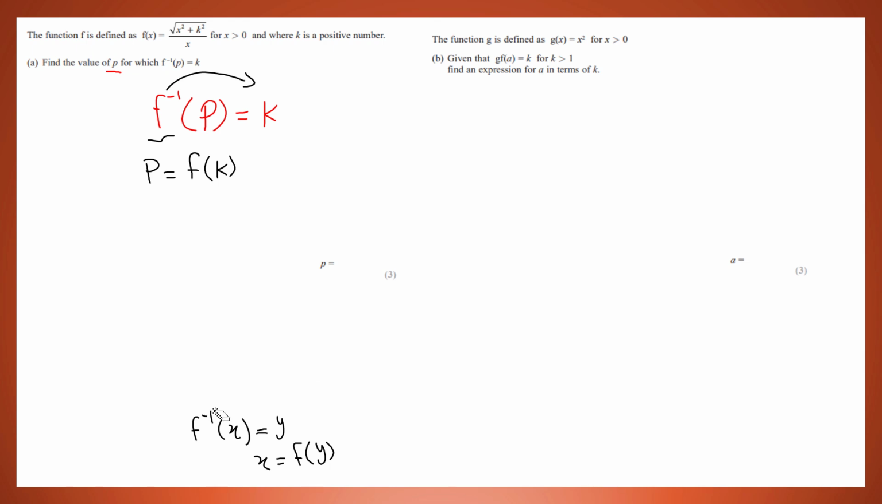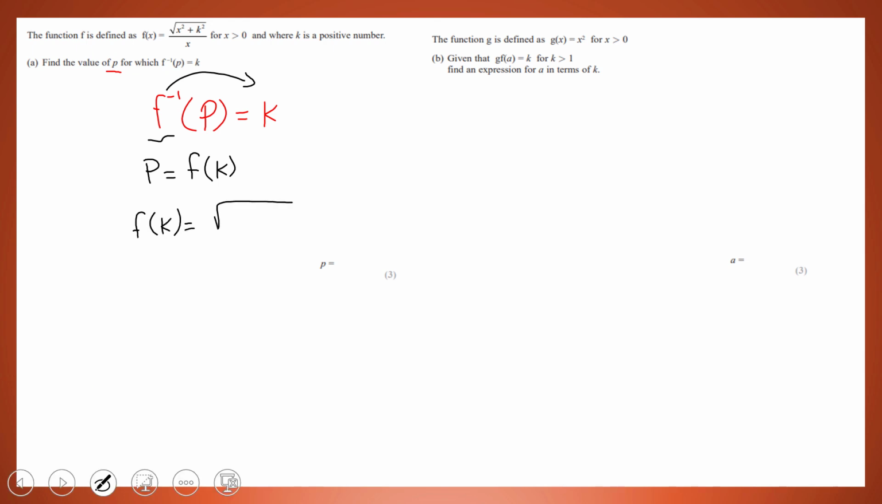f of x equals the square root of x squared plus k squared, all over x. So you need to replace each x by k. So f of k equals the square root of, replacing each x by k, k squared plus k squared all over k. We need just to simplify, so it will be 2k squared below the root all over k, so the square root of k squared, so it will be root 2 k all over k. Just cross out the k's together, so the answer is root 2.